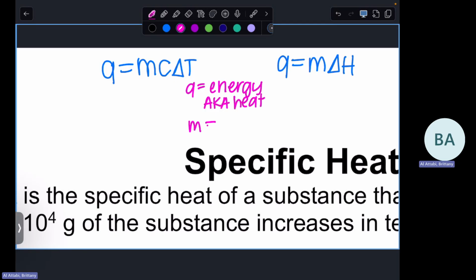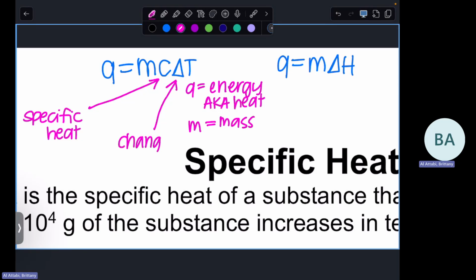What is m? Mass. What is c? Specific heat. The number of times that I see people get those two things mixed up, heat and specific heat, please make sure you have those letters straight in your head. And then what does the triangle mean in this situation? It means change. So delta T is change in temperature.